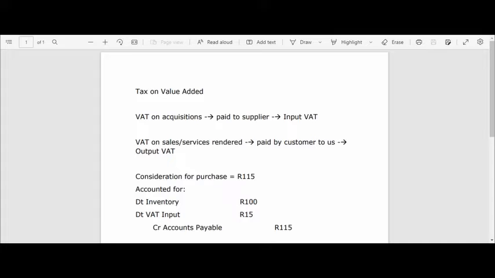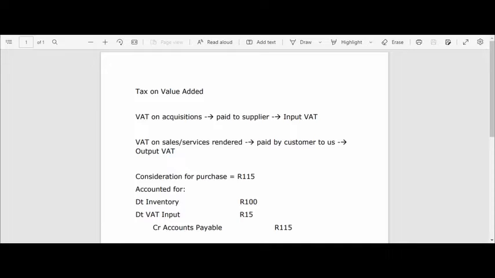Then just to refresh our memories about what we spoke about last week, VAT on acquisitions, and that is not necessarily only goods. That could be goods or services. That is going to be part of the consideration that you are going to be paying over to the supplier. But that value added tax that's included in there, which we refer to as our input tax, you can claim back, right?